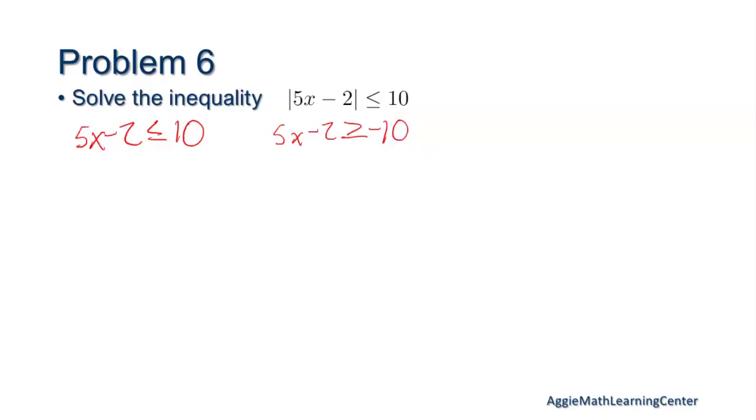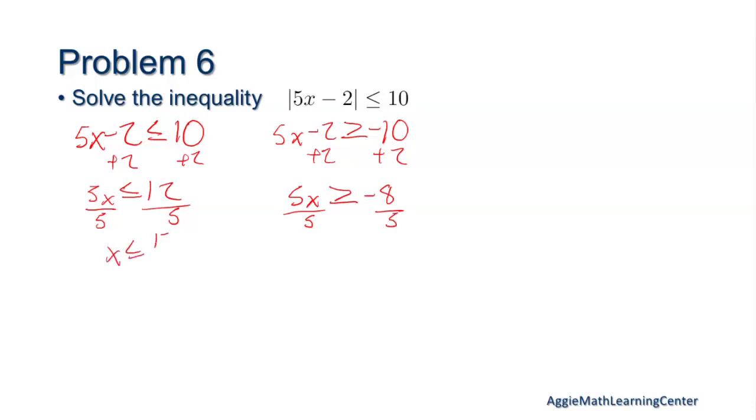Now, solving both of these, what do we do? Add 2 to both sides. And our next step, divide by 5. So if we were to write this in interval notation, what would we get? Bracket, -8, comma, 12, bracket. Do we all understand how we got here? Wonderful.